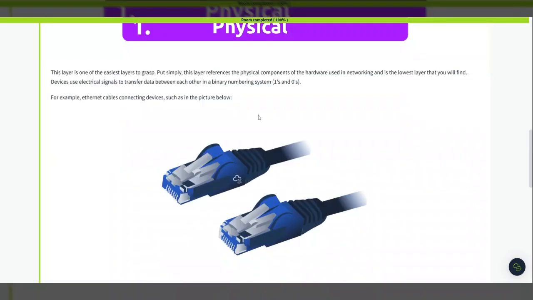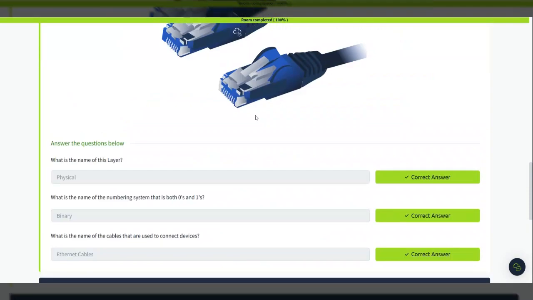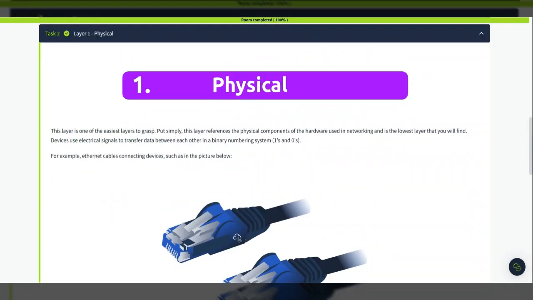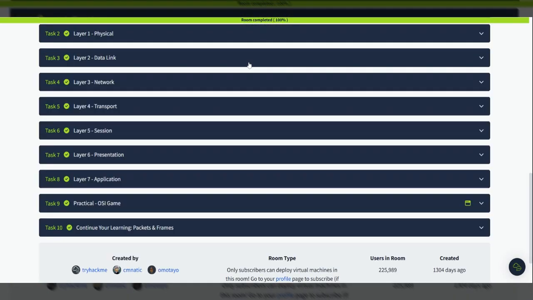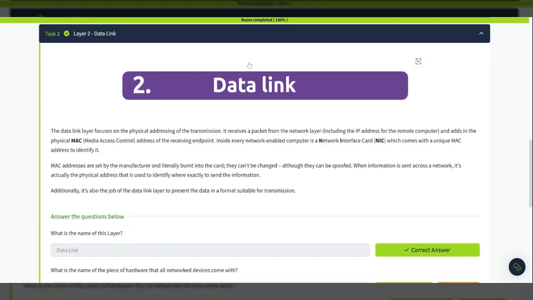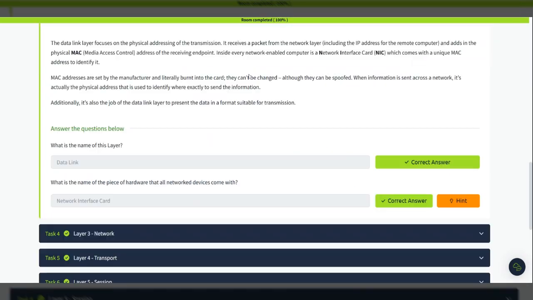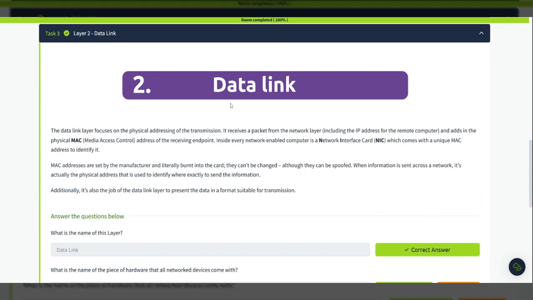Second task was it went over the physical layer, and all the questions were in the read-in. This was a pretty simple one. Layer 2 is data link, and all the questions were in the read-in as well. I would like to learn more about the network interface card. This is kind of the first time I've ever heard about it.